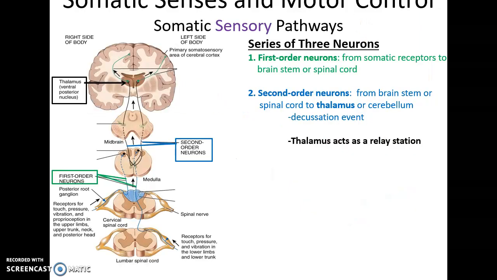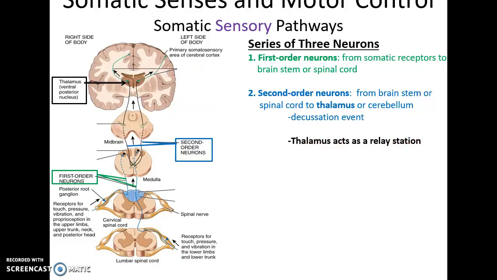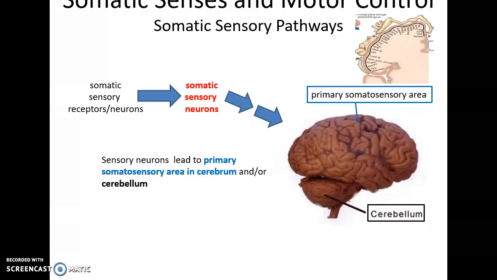The first order sensory neurons are the ones going from the receptor to the brain stem or spinal cord. The second order neurons are the ones that carry that information to the thalamus or cerebellum. And then the third order neurons send the information from the thalamus to the primary somatosensory area of the cerebrum. Note, you don't have a third order neuron if you're sending information directly to the cerebellum. And again, as we know, the thalamus acts as a relay station of much sensory information, and the right sensations are going to go to the left side of the body, the left to the right, because of that decussation event in the brainstem.